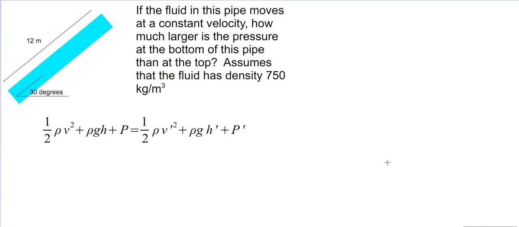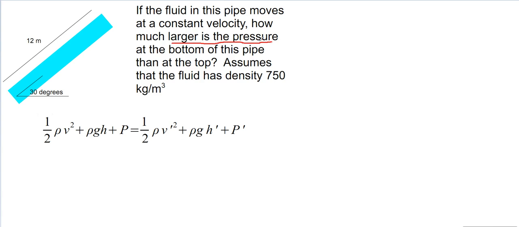All right, the second example we're going to look at here also has to deal with Bernoulli's equation. So the idea is you have a pipe here, which is oriented at an angle above the horizontal, and what you might be asked is how much larger is the pressure at the bottom of the pipe versus the top of the pipe, right? So what we're looking for here is a change in pressure.